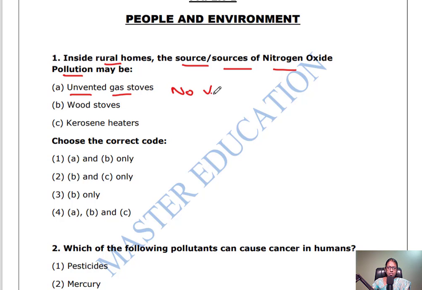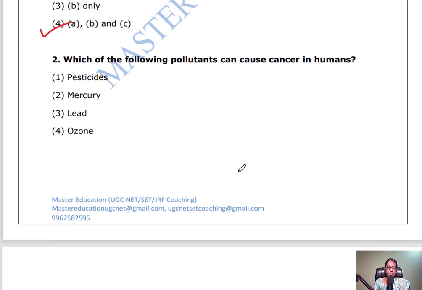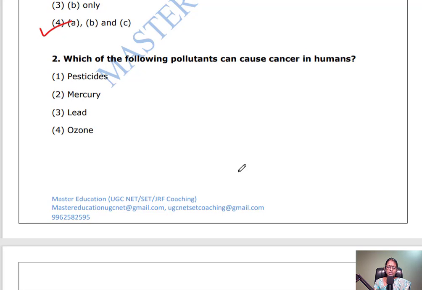So unvented means no ventilation. Then wood stoves, they are using wood stoves and kerosene heaters. These are all the sources of nitrogen oxide pollution. So option A and B and C will come. The next question, which of the following pollutants can cause cancer in humans?